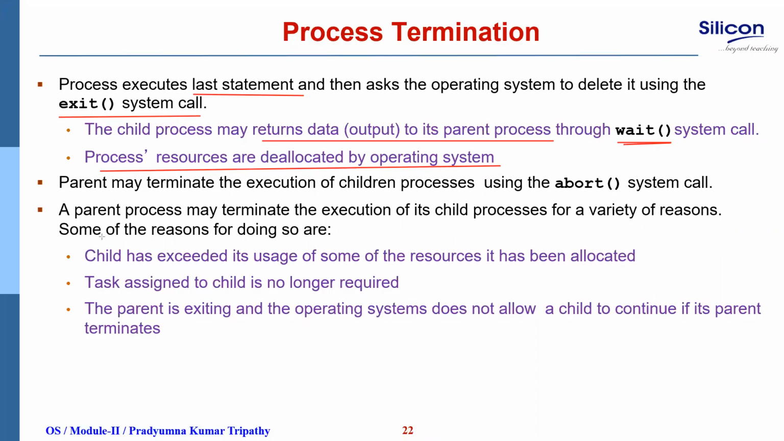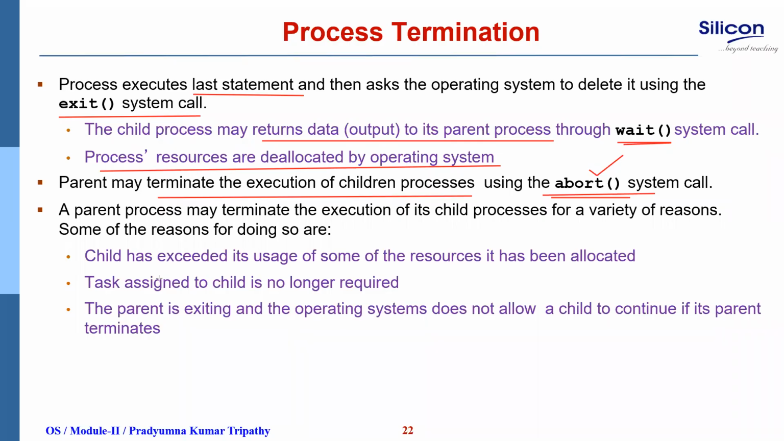But during the execution, suppose the child is executing and the parent is waiting, the parent may terminate the execution of the child process by using the abort system call. There is a system call abort which will terminate the child process forcibly. A parent process may terminate the execution of a child process for a variety of reasons. Why would the parent process terminate the child process? These three things may happen for which the parent will terminate.